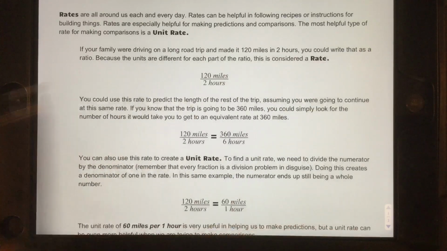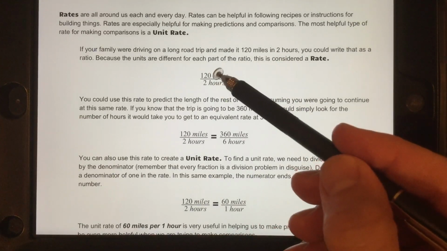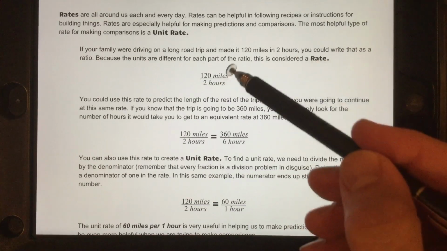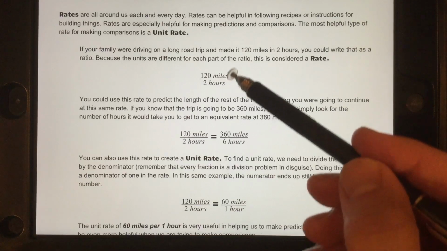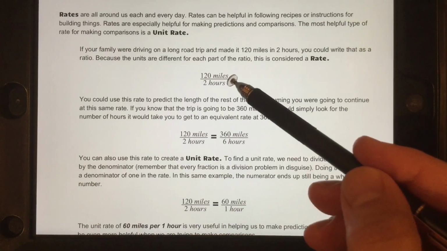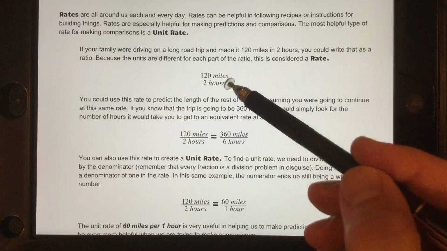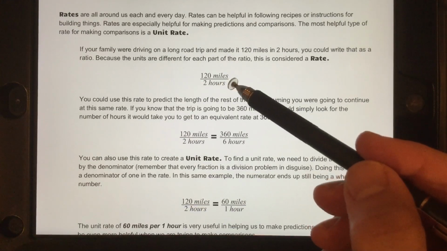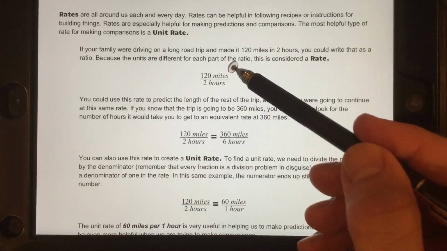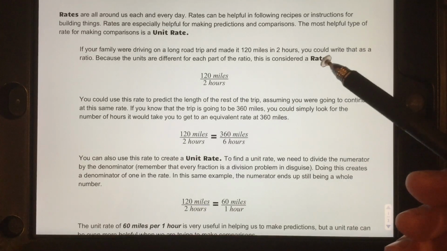For example, if your family were driving on a long road trip and made it 120 miles in 2 hours, that's a ratio, 120 to 2. And when we have different units on there, like 120 miles in 2 hours, so like yesterday, this was Skittles and Skittles. It was maybe red Skittles and all Skittles, or green Skittles and red Skittles, right? Because we were always talking in Skittles, it was just a ratio. But now we have 120 miles in 2 hours. That's why we can consider it today a rate.